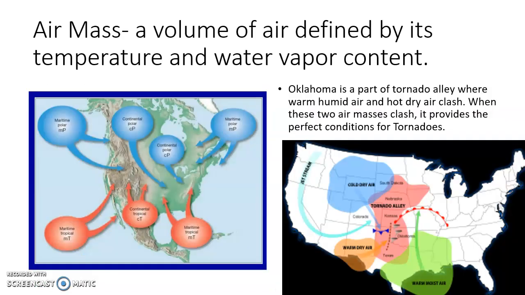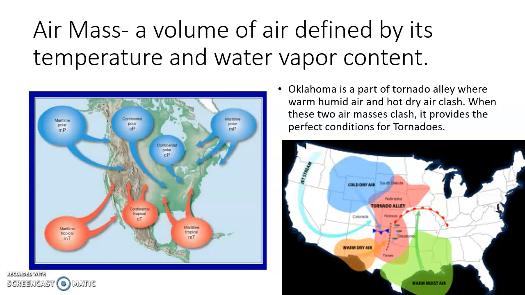And air masses. An air mass is defined by its temperature and water content. We classify air masses according to temperature and moisture characteristics of their source region. So, based on temperatures, like tropical, polar, and Arctic.